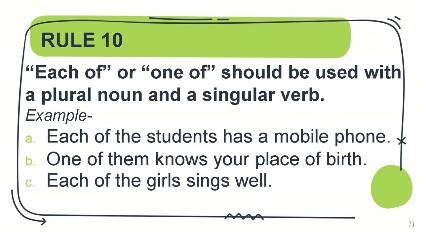Now, each of and one of should be used with a plural noun and a singular verb. Whenever you use each of or one of, always ensure that what follows, when it comes to the subject, is a plural noun. However, the verb has to be a singular verb.